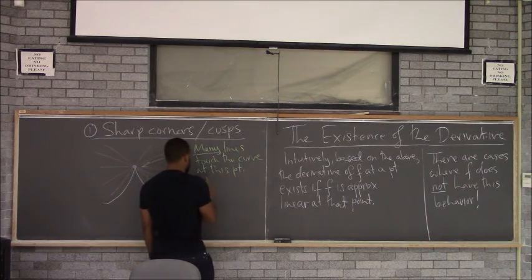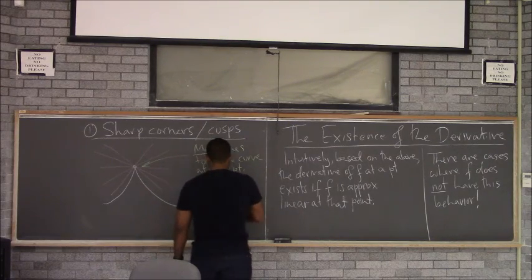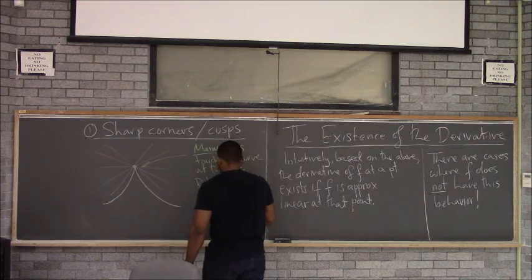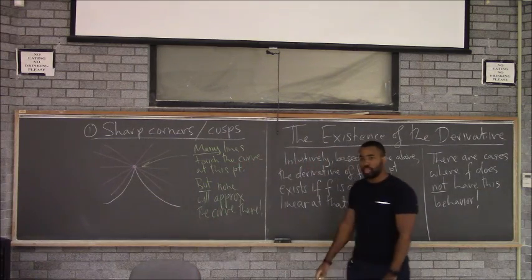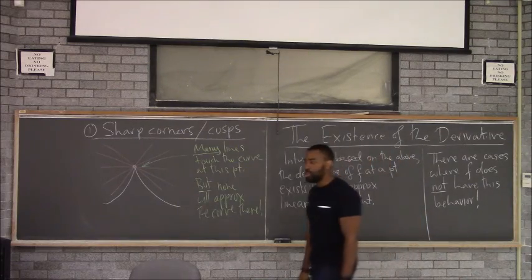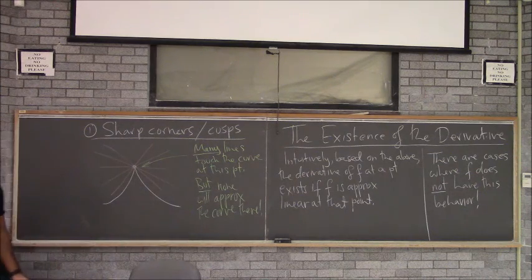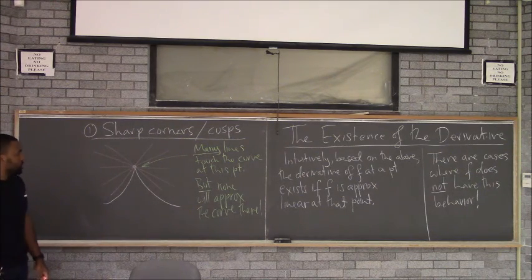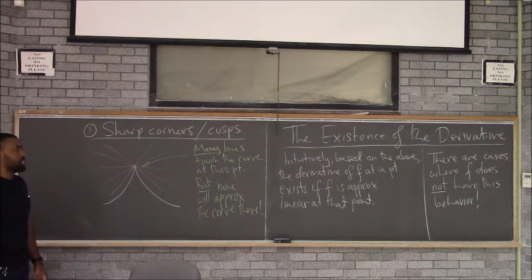But none will approximate the curve. Because no matter how much you zoom in, a sharp corner is never going to look flat. Right? It's never going to be the case where you're zooming in and, oh yeah, I see it flattening out now. No, it's a sharp corner. It's always going to be sharp. There's always going to be one point in that location and no points beside it. It will always look like a sharp corner, no matter how much you zoom in.